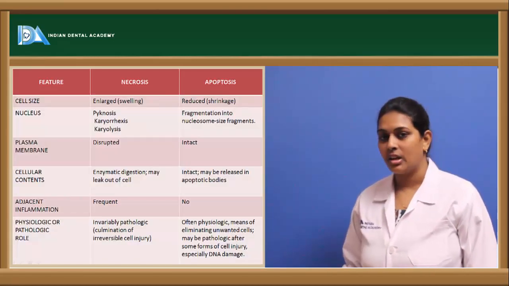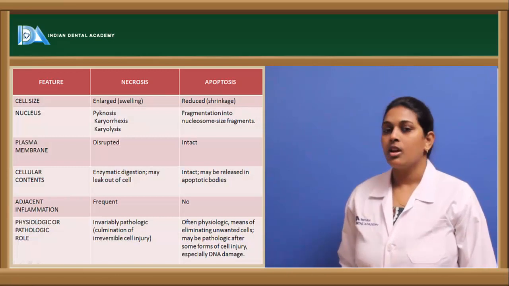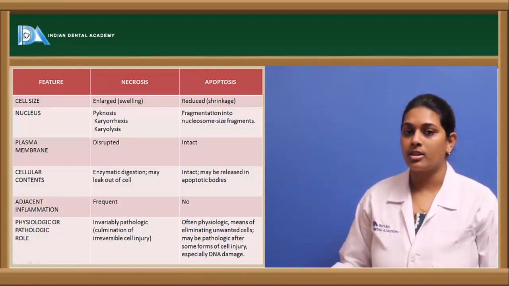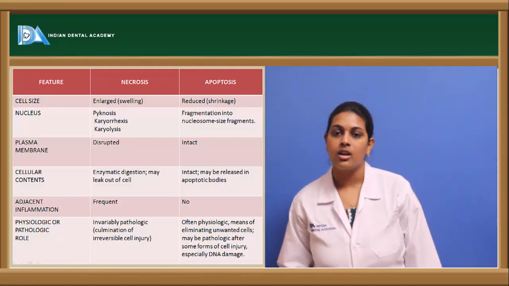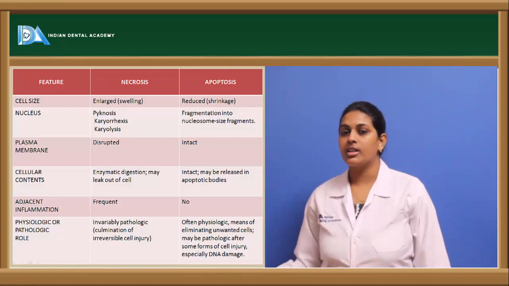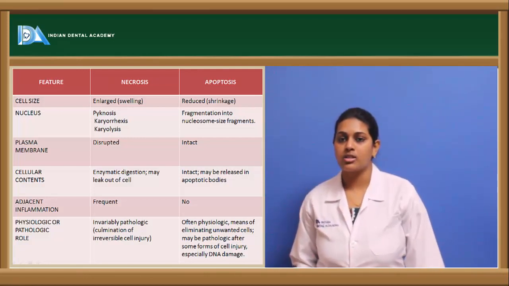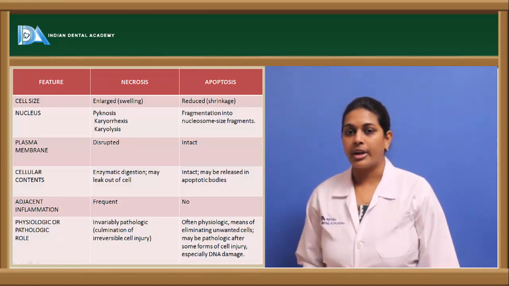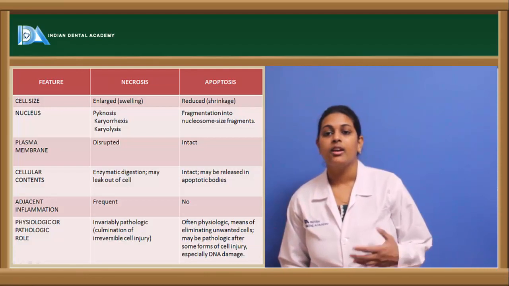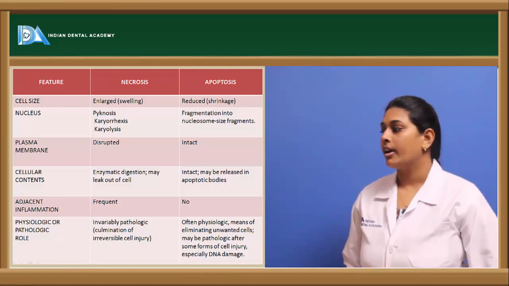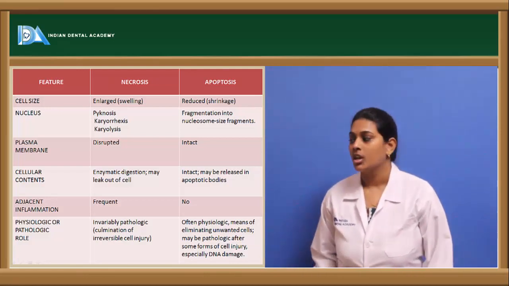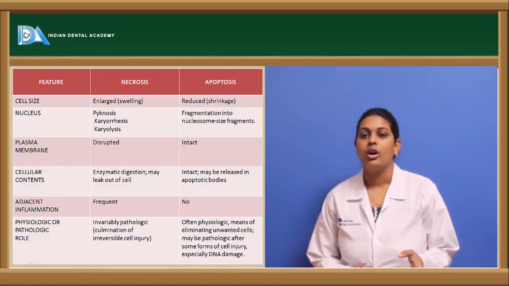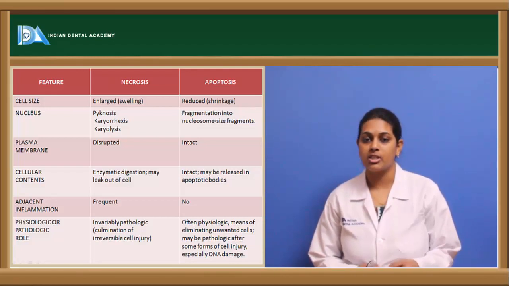Coming to the detailed differences between necrosis and apoptosis, in cell size, we see cell swelling, that is, enlargement of the cell in necrosis, whereas in apoptosis there is a decrease in size, that is, cell shrinkage. In the nucleus, we see pycnosis, that is, condensation of the chromatin, then karyorrhexis, that is, breakdown of the nucleus, then karyolysis, that is, complete dissolution of the nucleus in necrosis, whereas in apoptosis the nucleus is broken down into nucleosome-sized fragments.